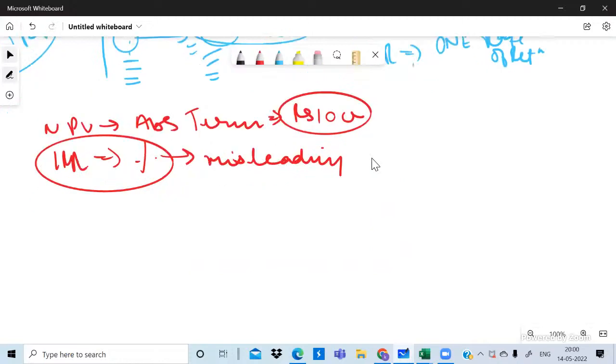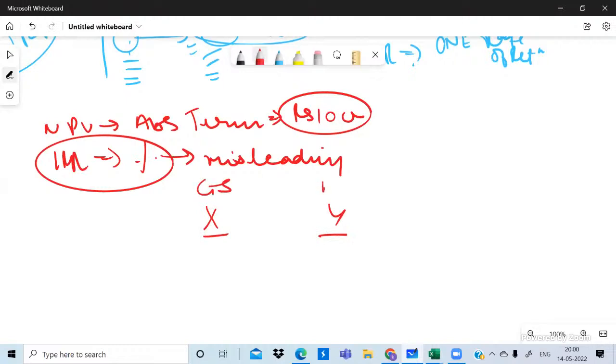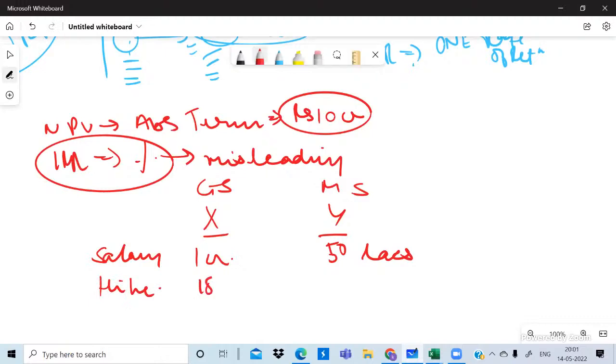Let's take an example. Let's say I've got two friends, X and Y. One person is working with, let's say, Goldman Sachs. Other one is working with, let's say, Morgan Stanley. Two great investment banks. Now, this person has a salary of 1 crore and this person has a salary of, let's say, 50 lakhs. This person gets a hike of 10%, which means he's getting a hike in absolute terms of 10 lakhs for the year.